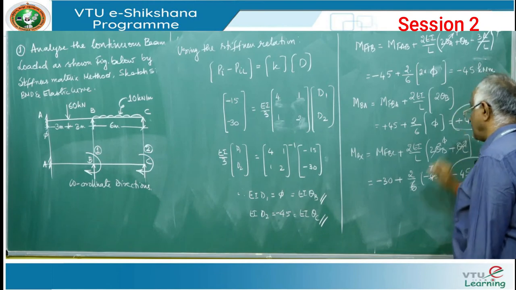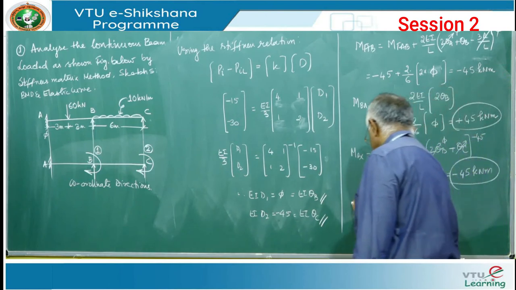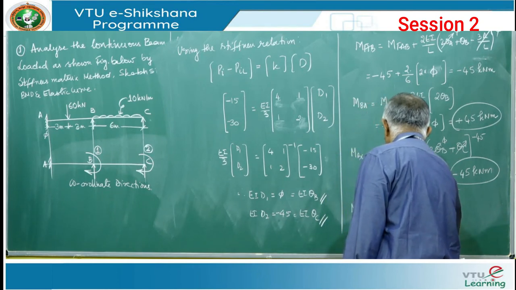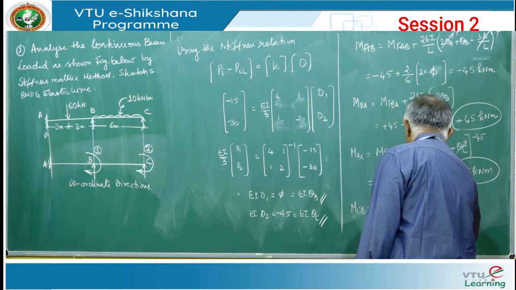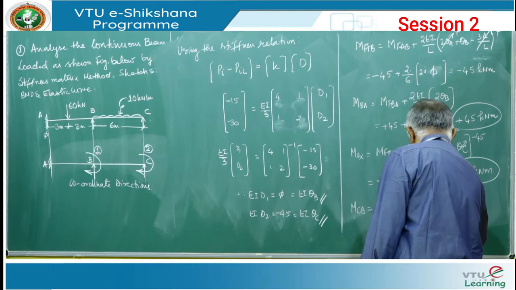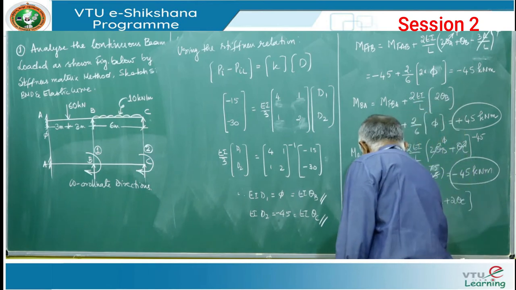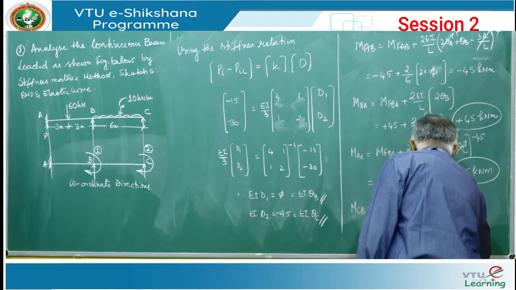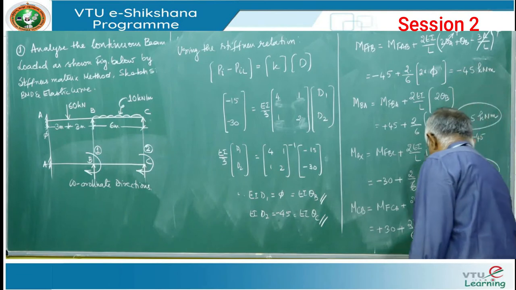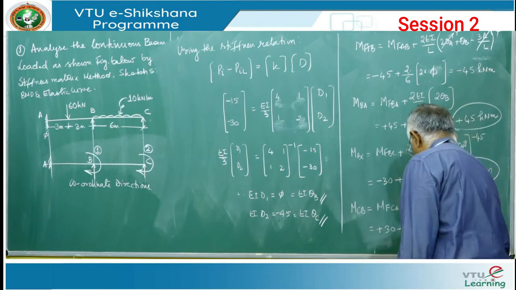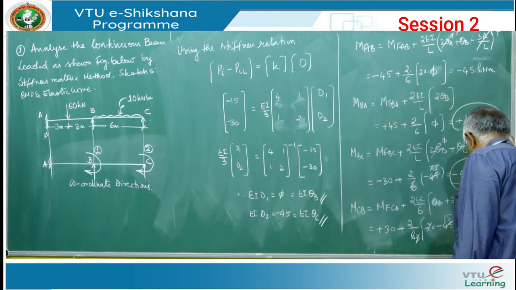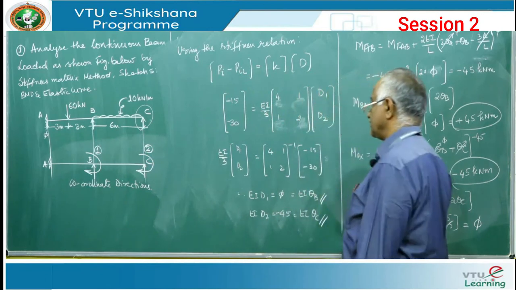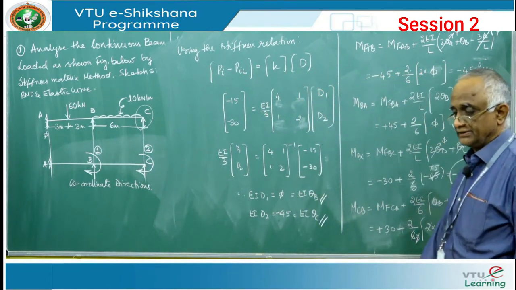You can see MBA plus MBC is 0. And the final one, you can just simply use the equation. You will see what you will get. MFCB plus 2 EI by 6 into theta B plus 2 times theta C. This is plus 30, 2 by 6, 2 into minus 45. So it is minus 30 plus 30. This should be equal to 0. It is 0 because we know the end C is a simple end. The final moment should be equal to 0. So we are getting it equal to 0.